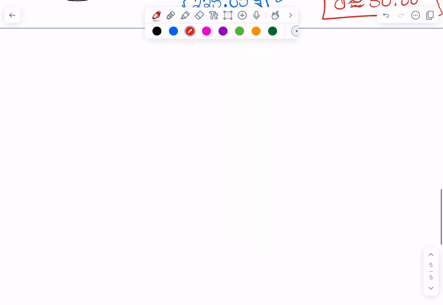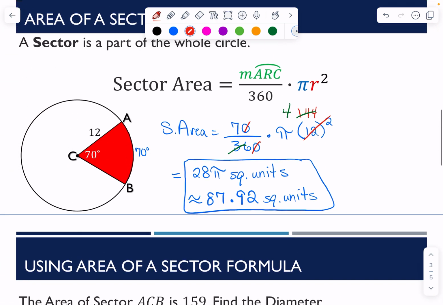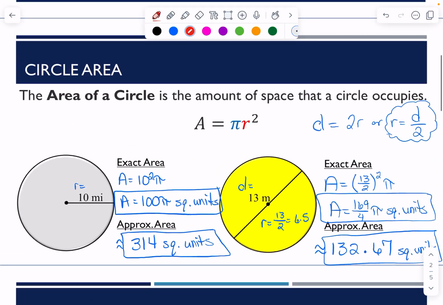Okay? And that's how we do that. So that is how we find the area of a circle and the area of a sector.